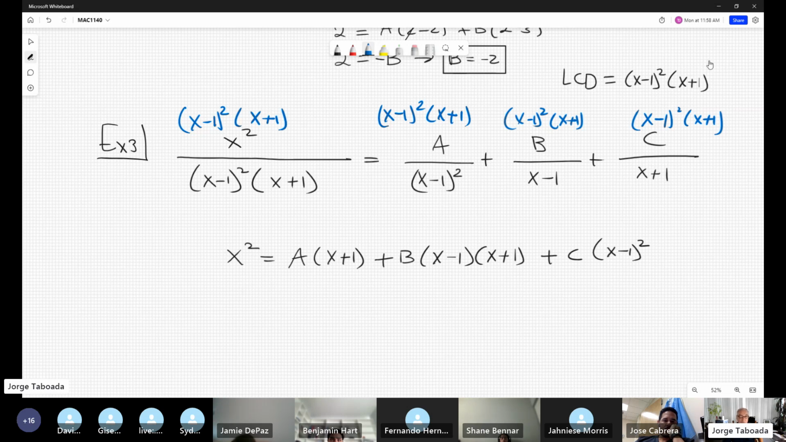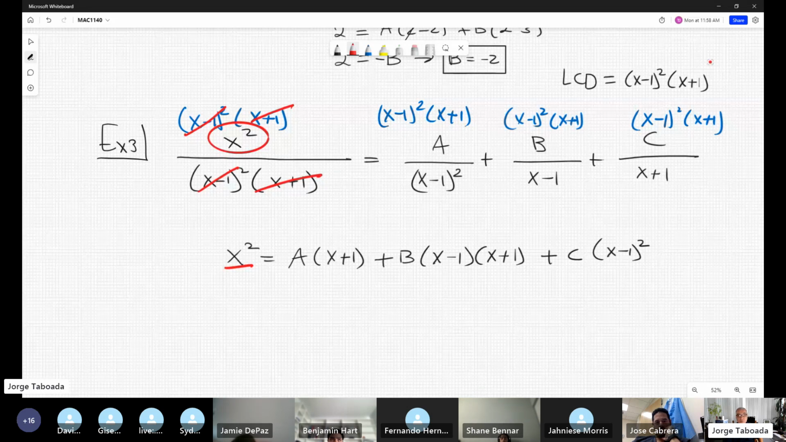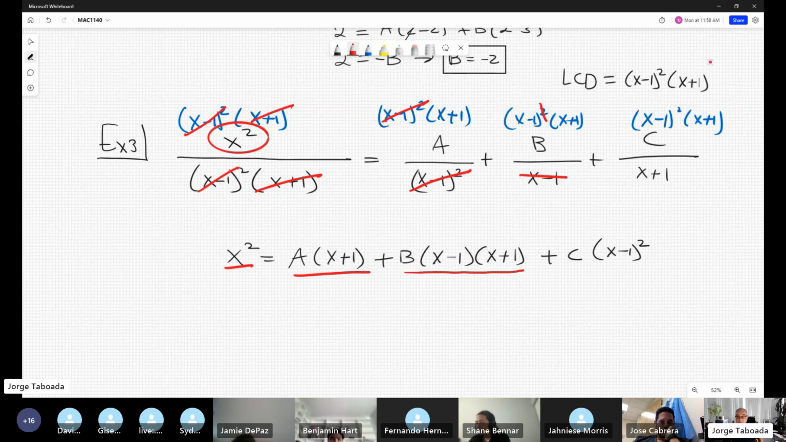So it's obvious, using the red color, this part is canceled. That part is canceled and x squared stays alone. It's exactly what I copied here. Cool. And on the right hand side, this is canceled, it stays (x plus 1) times A, boom. And that part is canceled, this x minus 1 stays, (x minus 1) times (x plus 1) times B. And finally, this is canceled, and C times (x minus 1) squared. Cool.